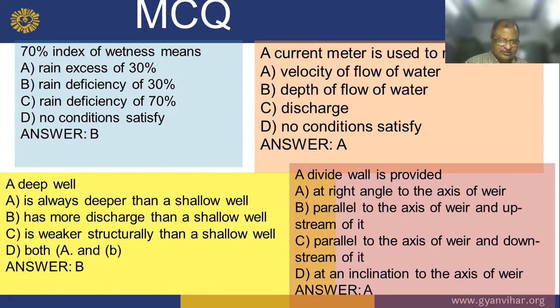Now, a deep well is always deeper than a shallow well... The correct answer is B, has more discharge than a shallow well. And the last question: a divide wall is provided... So which is correct? The correct answer is A, at right angle to the axis of the weir.